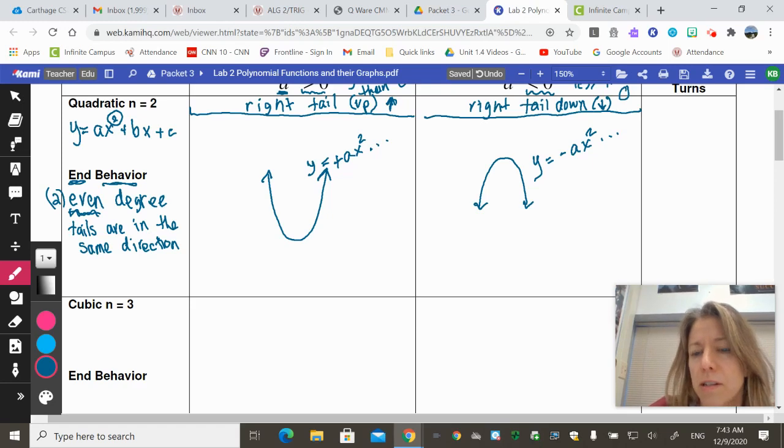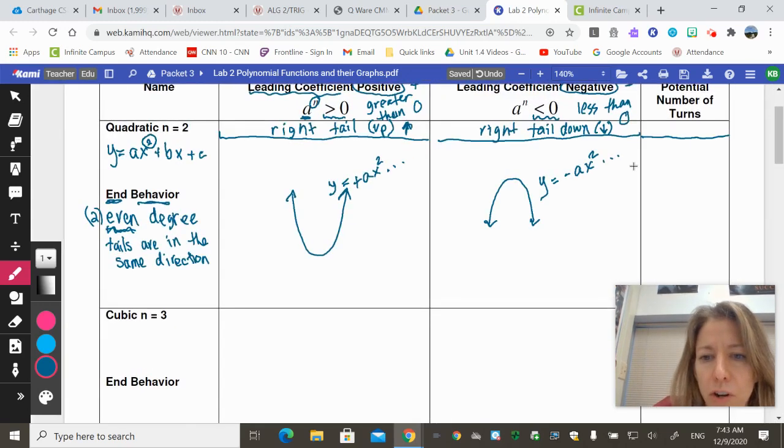So this would be y equals negative ax squared, dot, dot, dot. And again, this applies with this whole column. There's only one turn when it's a second degree. The potential number of turns is the degree of the function minus 1. So parabolas or quadratics will always have one turn.